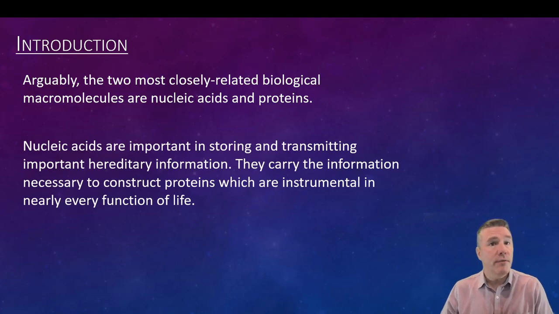Found in the nucleus of eukaryotic cells with a below 7 pH making them acidic, nucleic acids carry important genetic information. This information amounts to what is essentially the instructions for constructing proteins. At this point in the year, we're just going to be taking an introductory look at nucleic acids and proteins. But later in the year, we will see them both again in much more detail.